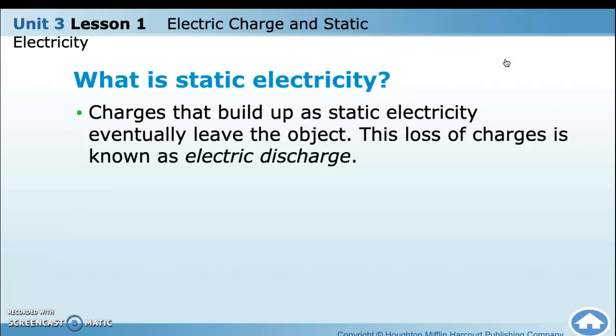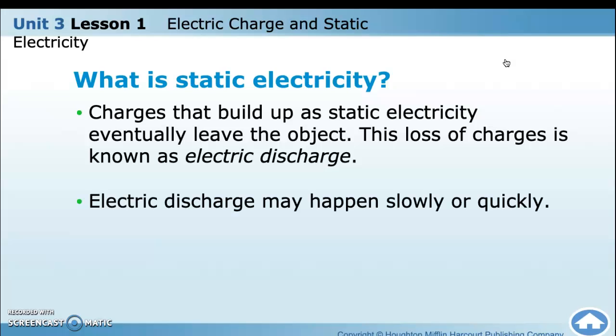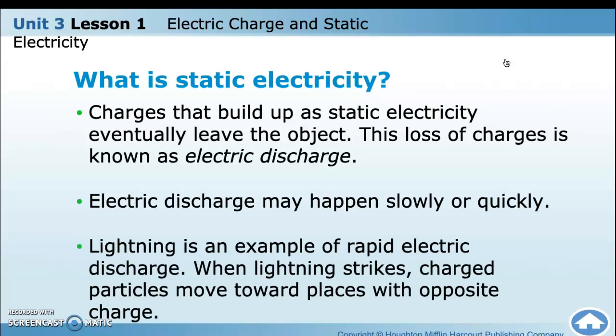Charges that build up as static electricity eventually have to leave the object because they build up, and they have to leave at some point because there's too much. The loss of charges is known as electric discharge, and this can happen either really slowly or very quickly. An example of it happening very quickly would be when you see lightning. When lightning strikes, charged particles move towards places with opposite charge. So that's why you can see pictures of lightning striking a building or a tree. It's aiming for a high point that has an opposite charge.